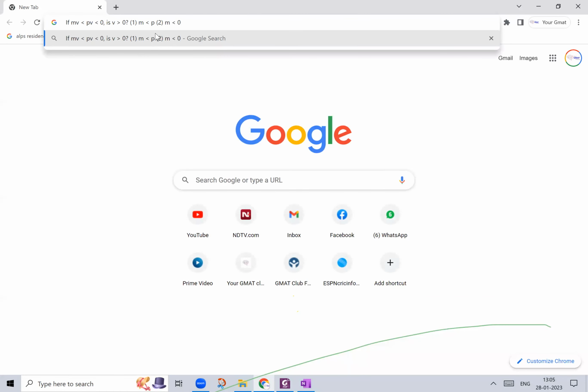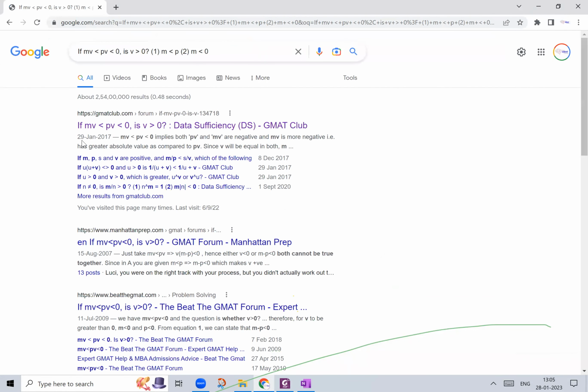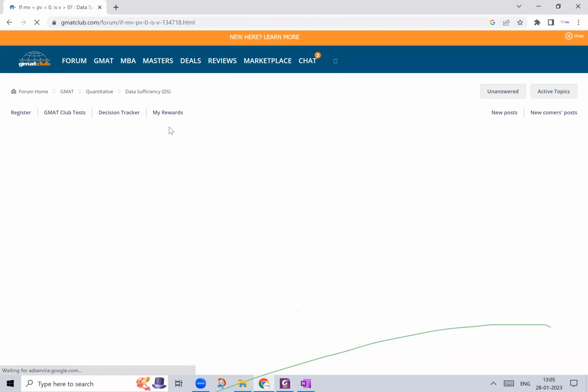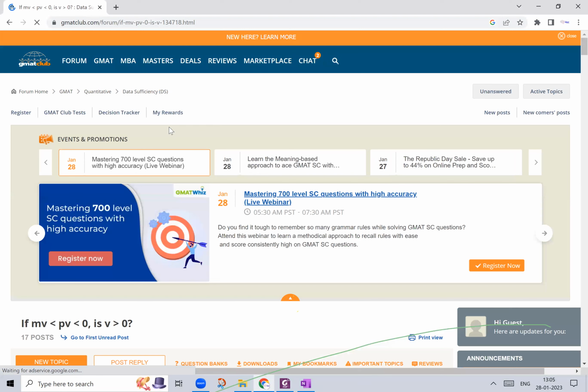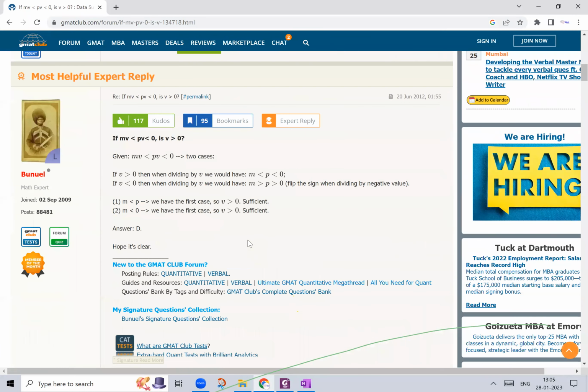paste it on the browser. See, there's a discussion of this question in GMAT Club. Now, guys, please understand, all of you make your account in GMAT Club. Extremely important when you are preparing for GMAT. You study anywhere in the world, doesn't matter, but this is the site which you should understand 100% how to explore.